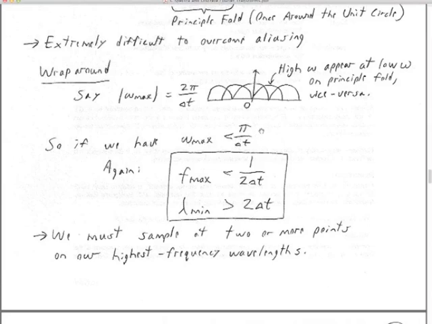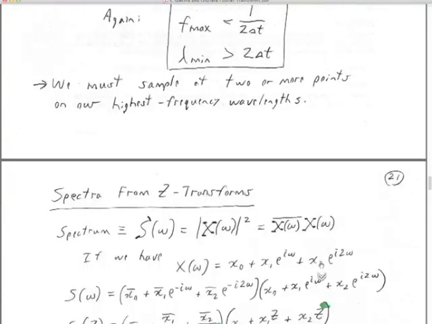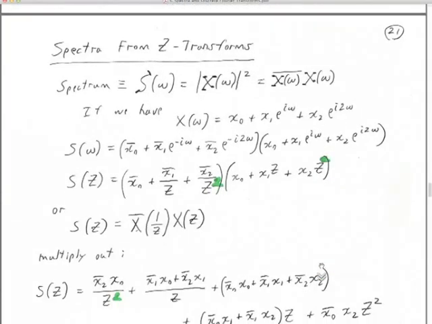If omega max is less than pi over delta t, then here's our Nyquist criterion. The maximum frequency we get is 1 over 2 delta t hertz. The minimum wavelength, or really I should call this period since it's a time wavelength, is greater than 2 times delta t. So what this is saying is we've got to sample at 2 or more points on our highest frequency wavelengths. All right.